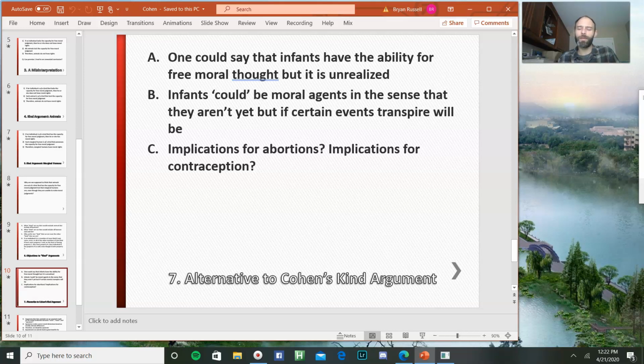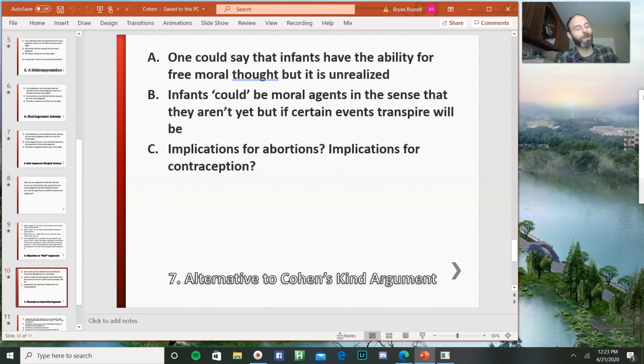However, this could have serious implications for other views. What about if we allow infants in the moral community and say they have full rights because they may develop free moral judgment? Well, what about abortions? It would seem that we would be prohibited from performing abortions because fetuses, even though they don't yet have the capacity for free moral thought, would eventually develop the capacity for free moral thoughts. It also could have implications for contraception.